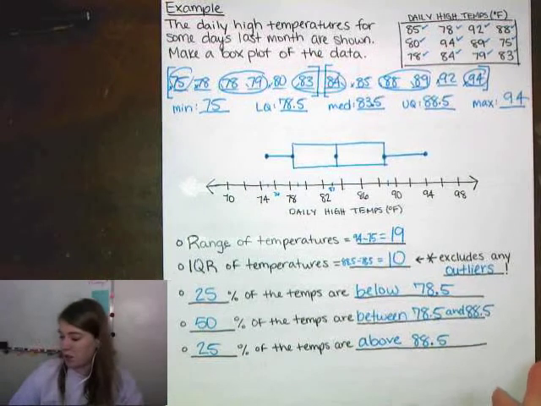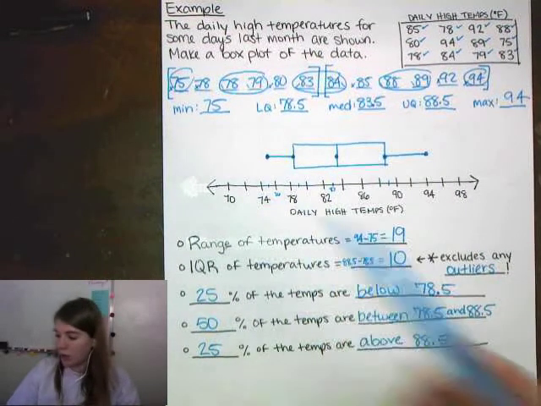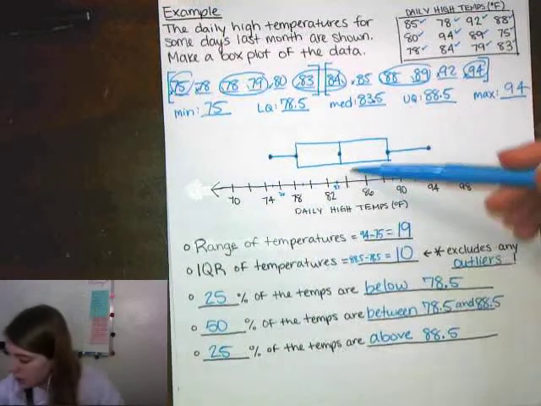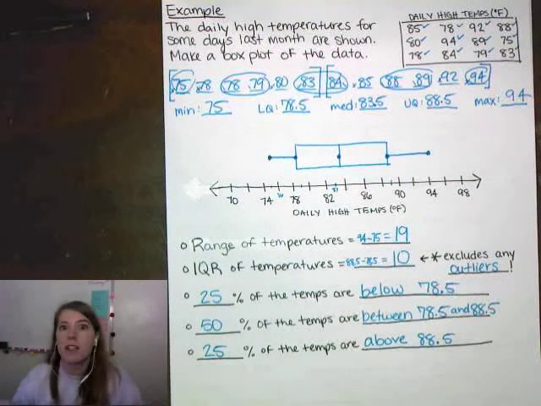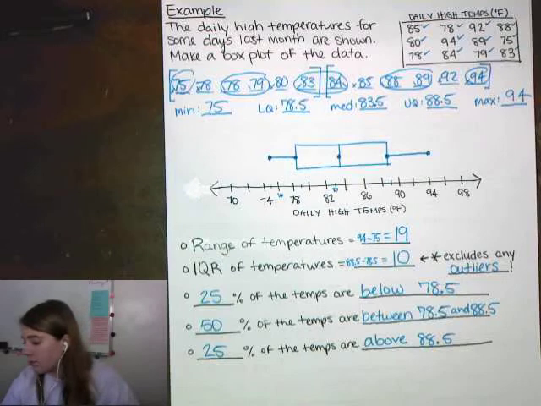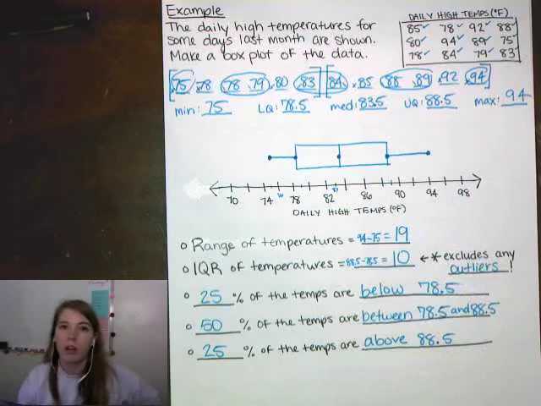And like I said, there's a lot of other different things we could say. We could say 50% of the temps are below, what's our median? 83.5. So half of our data is below 83.5, or half of our data is above 83.5. So a lot that we can pull depending on kind of what part of the data we're looking for.